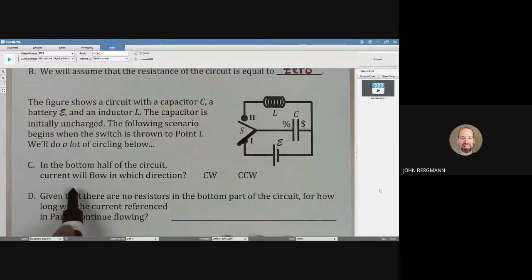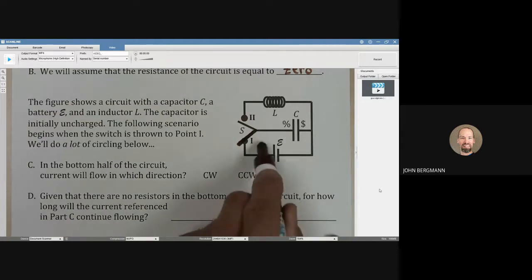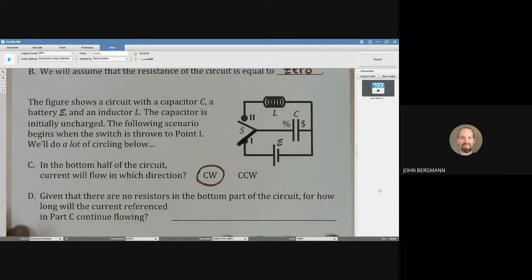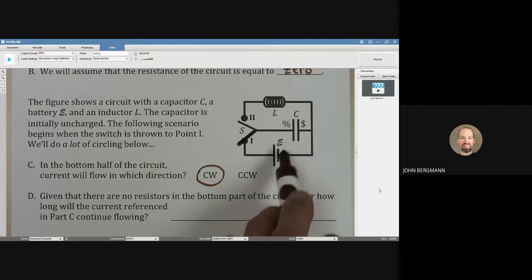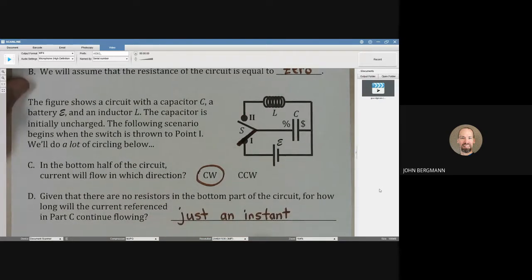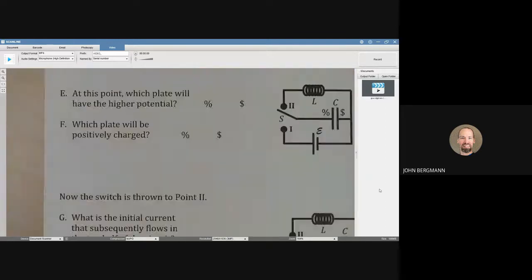In the bottom half of the circuit, current will flow in which direction? I'm looking at the battery now. The bottom half of the circuit, it's going to flow clockwise. Given that there are no resistors in the bottom part of the circuit, for how long will the current continue flowing? You can see that there's a capacitor there, so just an instant. You want to charge up a capacitor in a hurry, just hook it up to a battery. So just for an instant, current's going to flow and then it's going to stop.